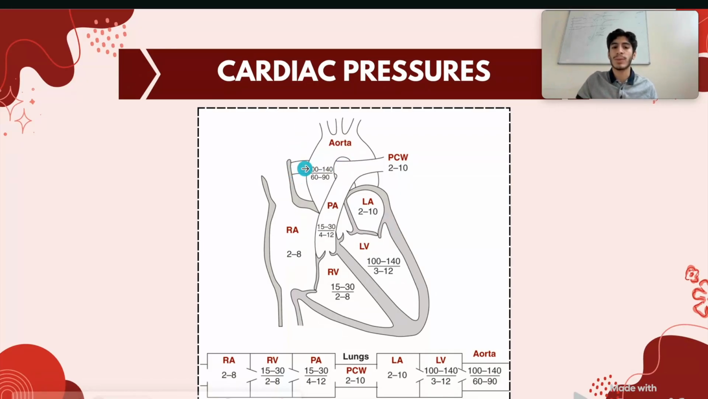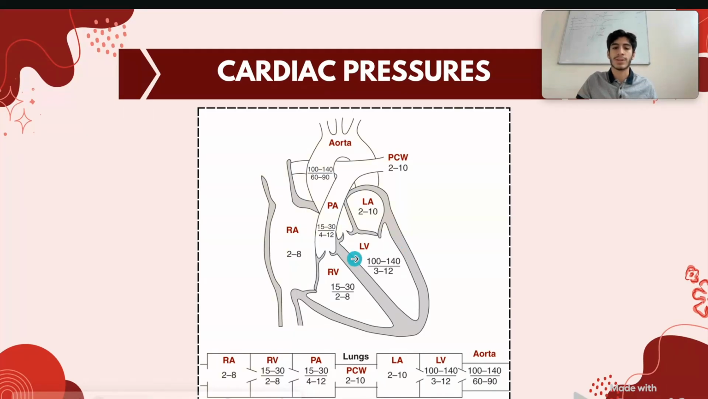The range is between 100 to 140, and then we're measuring the relaxed pressure. When the heart is relaxed, the pressure of the aorta is going to be around 80, right? And the range is 60 to 90 in a healthy individual. So this is what we're looking at: systolic over diastolic, okay? And you see how the systolic here was from 100 to 140?